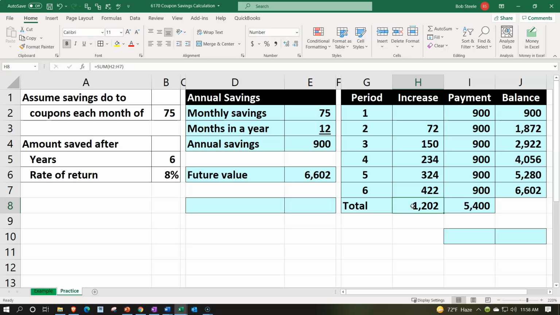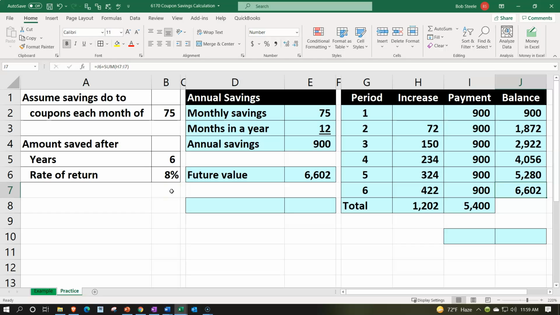Now, you might also say, well, wait a second. These are earnings that are happening in the future. So maybe another way you could think about this is to say, well, if I'm earning $900 over 6 years, I should be discounting it back. And I can look at it instead of as future dollars of what I will be at after 6 years, 6,602, if we weren't earning an 8%, bring that back to today's dollars.